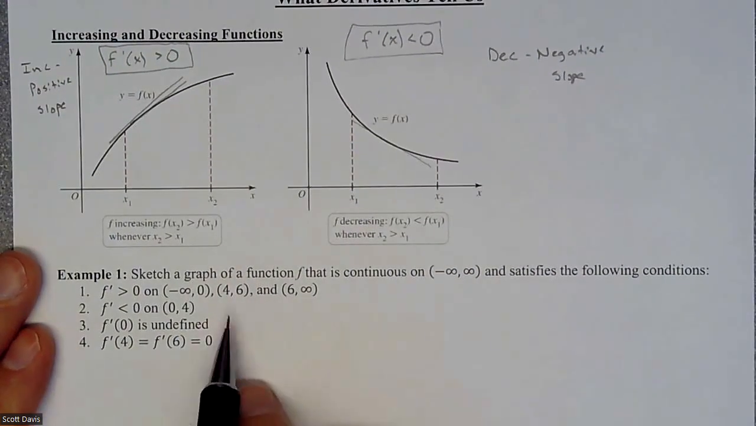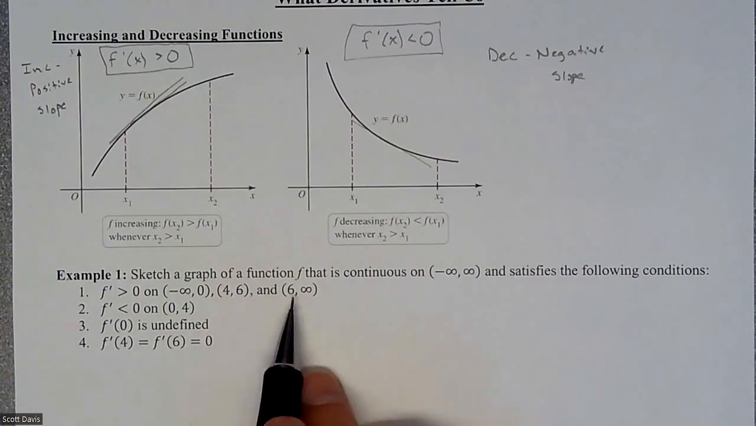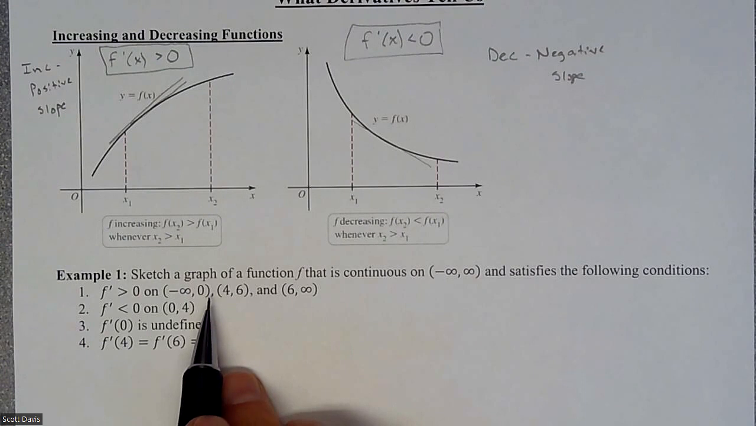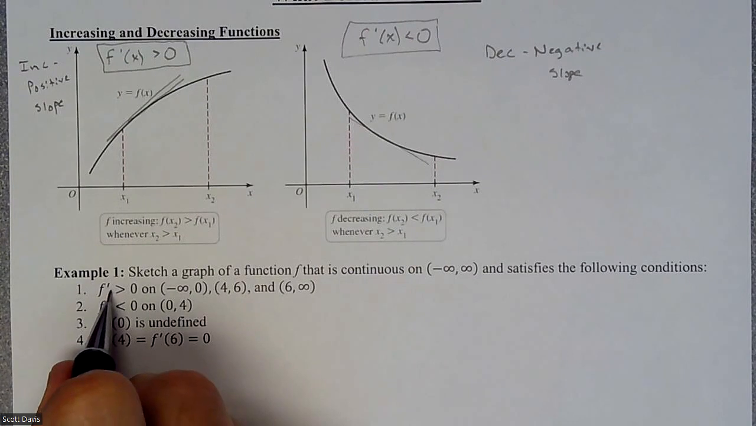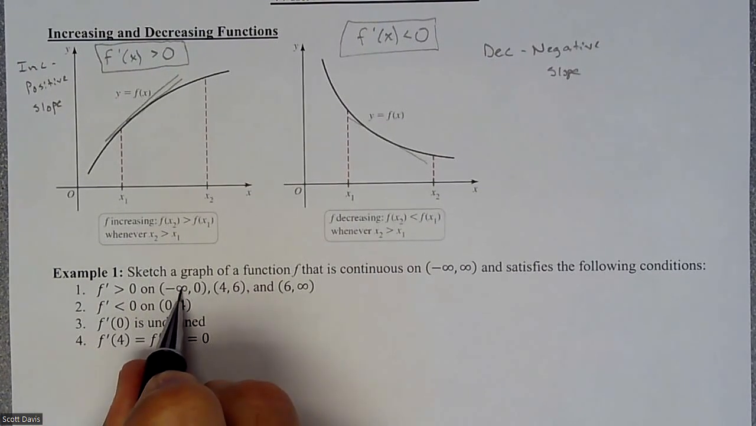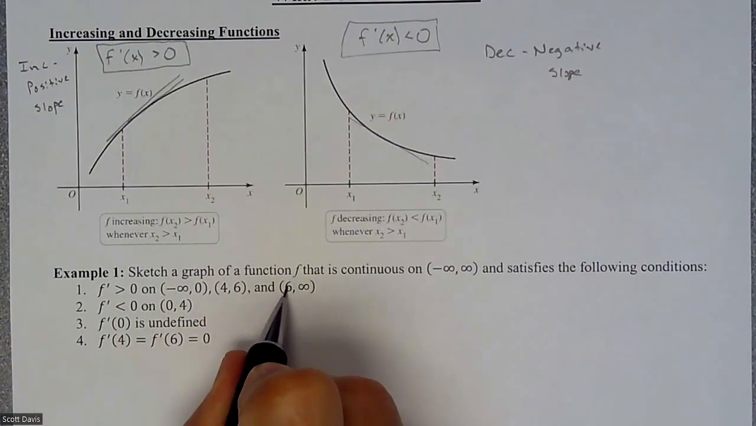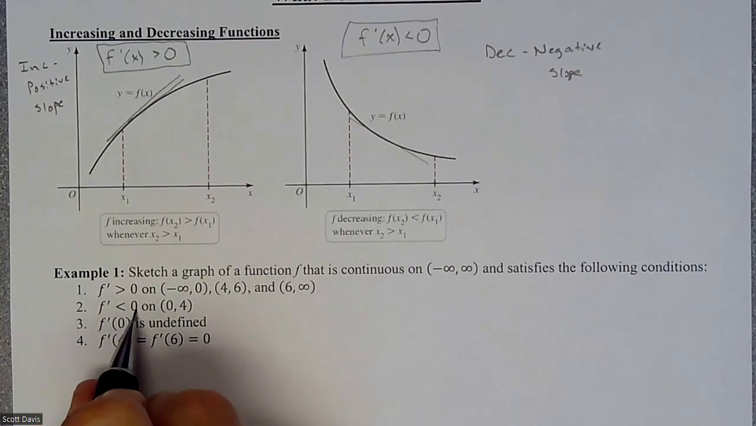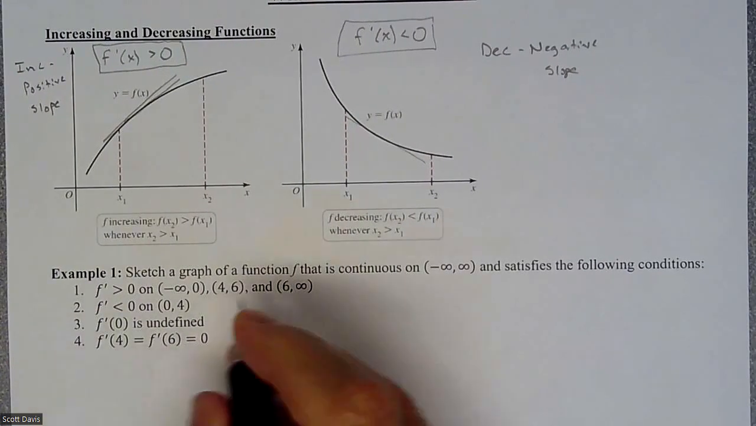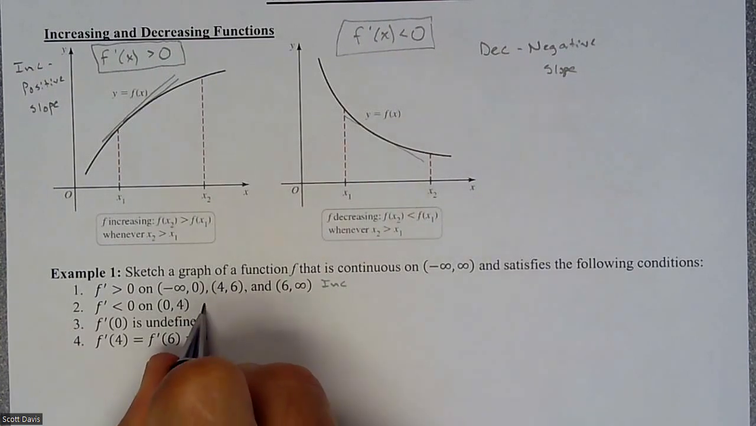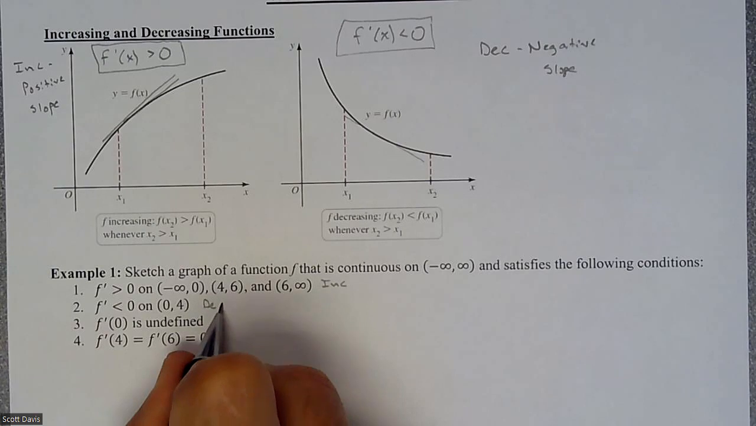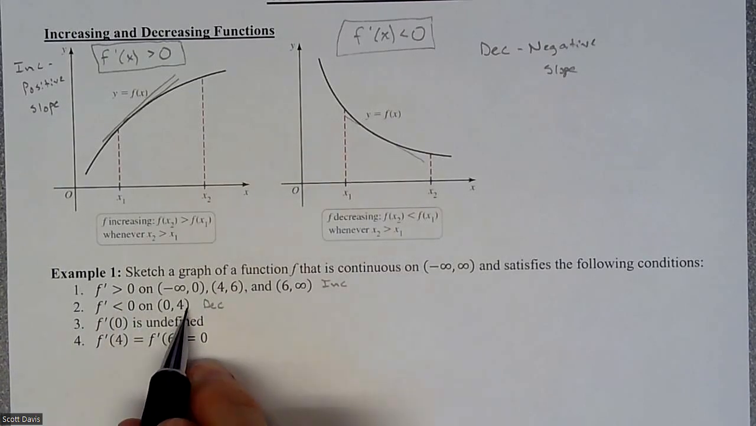So let's put it into an example. They're telling us a bunch of information, and we're going to try to see if we can figure out some sort of a visual representation for this. So we have a slope that is positive from intervals -infinity to 0, 4 to 6, and 6 to infinity. So this is an increasing section. This is a decreasing section because we have a negative slope from 0 to 4.